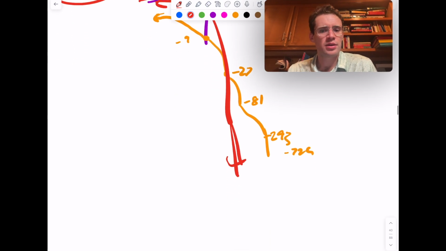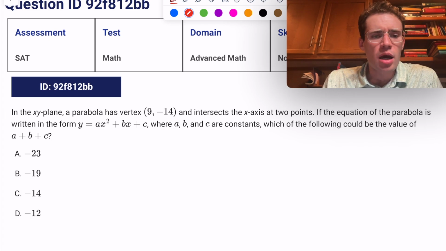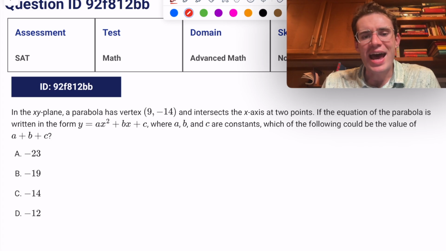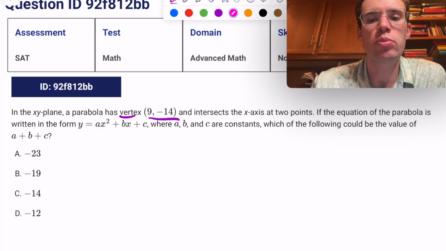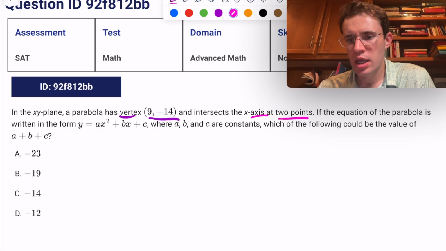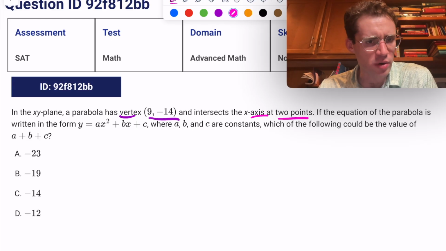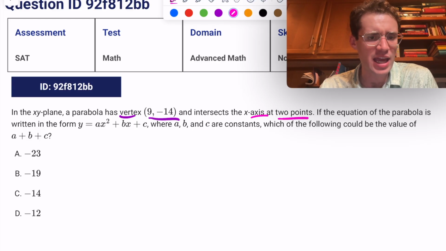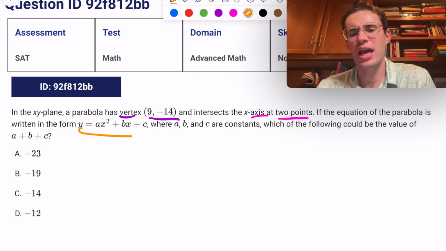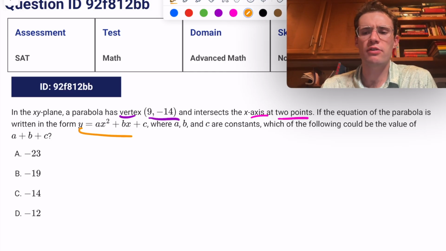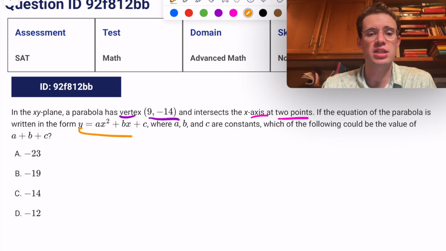All right, in the xy plane, a parabola has vertex of (9, -14) and intersects the x-axis at 2 points. So it has 2 zeros. If the equation of the parabola is written in the form y equals ax squared plus bx plus c, so that's in standard form, where a, b, and c are constants, which of the following could be the value of a plus b plus c?